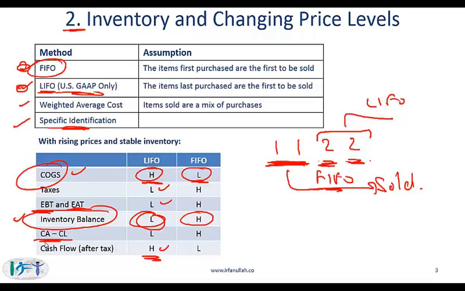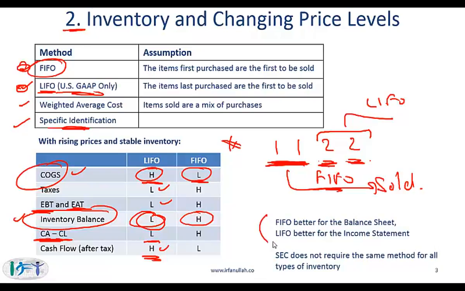The current assets minus current liabilities, working capital, will also be lower with LIFO, because current liabilities are not impacted by the inventory valuation method. But current assets obviously includes inventory. If inventory is lower with LIFO, then current assets minus current liabilities will be lower with LIFO. So this is an important little table. It is exactly what you saw at level 1, and it is something that you need to remember.